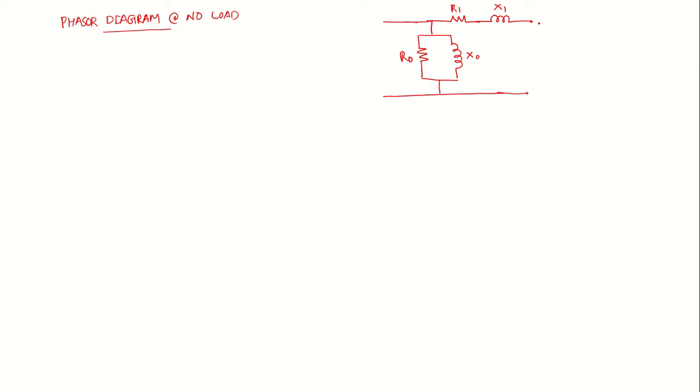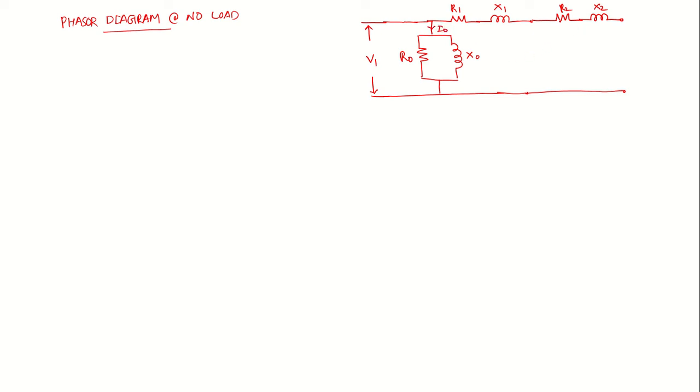Now, coming to the secondary side, R2 and X2. And first we are considering the no load situation. No load, that is, there is no load connected at the secondary. Now consider the voltage. This is the primary voltage V1 and there will be a no load current, we can mark it as I0.